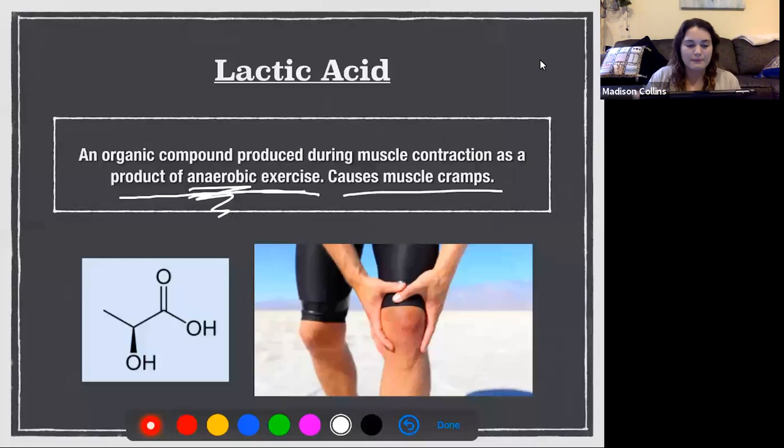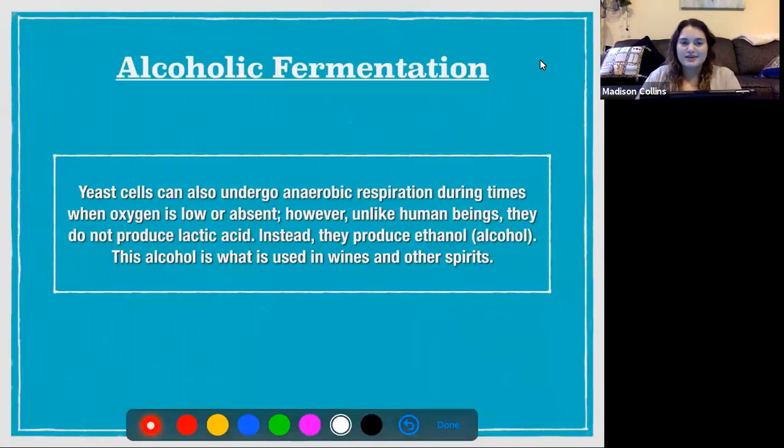That's just an example. All right, now, you might find this hard to believe, but we aren't the only organism that undergo anaerobic respiration. In fact, yeast cells also undergo anaerobic respiration during times when oxygen is low or absent. However, unlike humans, they do not produce lactic acid. Instead, their product of anaerobic respiration is something called ethanol, which you might know as alcohol. So, this alcohol is what's used in wines and other spirits. That is the product of anaerobic respiration in yeast. Pretty cool.